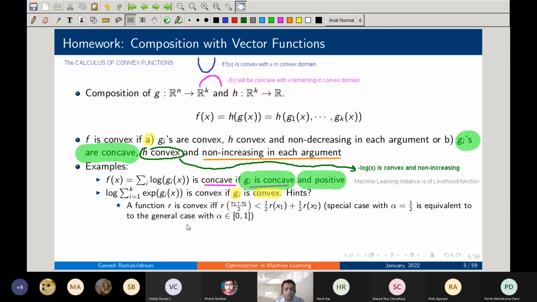But what we're going to do is define a function itself, h(x). I'm going to define my function h(x) itself to be log sum exp. So this is now what you can define to be h, and what is g, it's in your hands. I'm claiming this is convex and non-decreasing in each argument. Now how do you prove this?